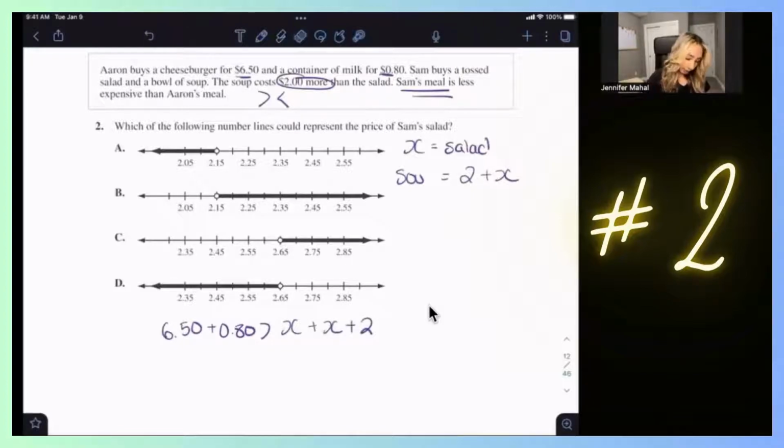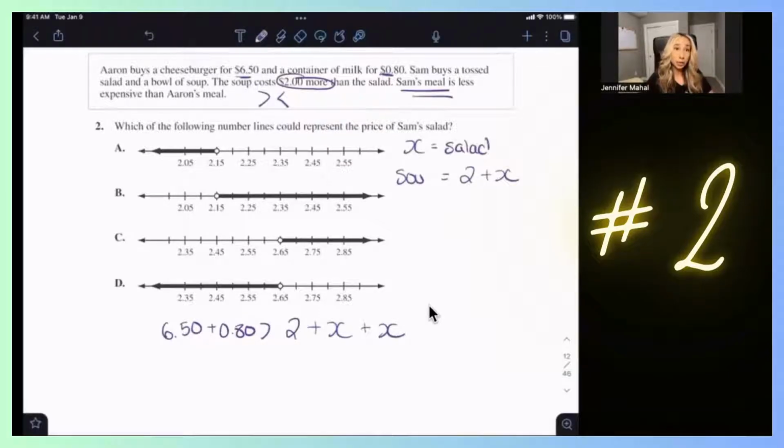And you know what? Let me rewrite that to make it more clear. So that's going to be the cost of the soup, which is going to be 2 plus X. And then X, which is the salad. So I'm just basically putting all the variables that I came up with on the right hand of the equation. And then on the left side of the equation, that just has my cost.